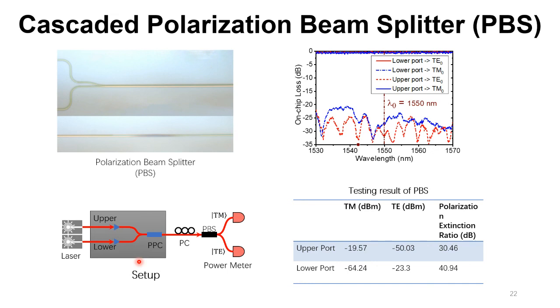In our previous work, a single on-chip PBS at 1550 nanometer only provides 25 dB polarization extinction. To reduce crosstalk between the signal and the local oscillator louds, a higher polarization extinction ratio is necessary. So, a cascaded polarization beam splitter is designed and measured. The testing result shows the polarization extinction ratio of the new structure is larger than 30 dB, which meets the requirement of polarization-multiplexing.